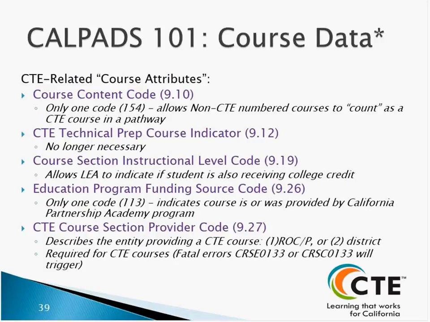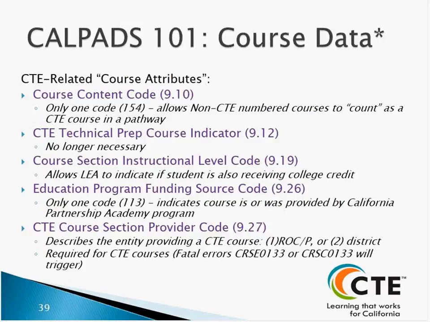Education program funding source code. This was for those who are in the partnership academies. We asked at some point a while ago that they wanted to be able to identify whether or not courses that were created by partnership money were continuing, and so that's what this code is for. Finally, the CTE course section provider code. This is another code that will become obsolete as the funding for CTE is flexed. But only for this year, basically, you are required to enter this code as either a district course or an ROCP funded course.